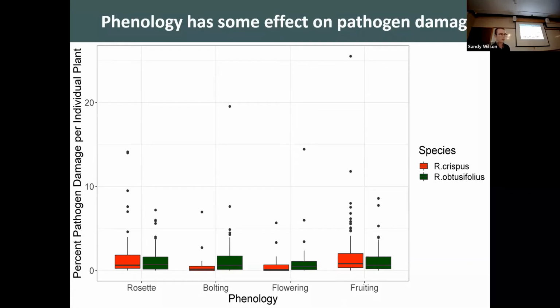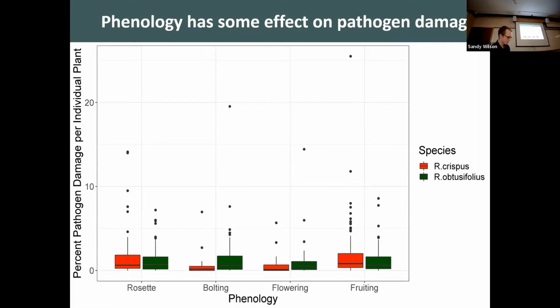For each one, I noted whether it was a rosette plant, where there would simply be a cluster of leaves growing near the soil, whether it was bolting, where there was a stalk growing out from the rosette as it starts to transition to the flowering stage, where it's beginning to show flowers, and fruiting stage, when it's beginning to show fruit.